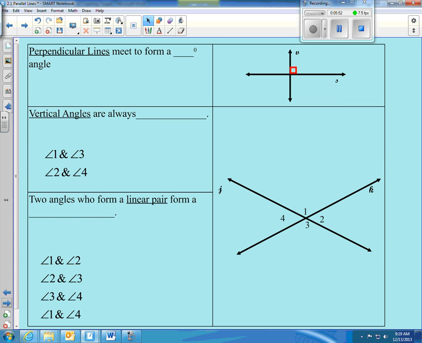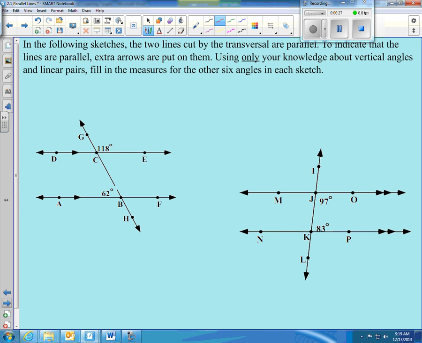Next page, perpendicular lines. This is just a little review. Perpendicular lines meet to form a 90-degree angle. Vertical angles are always congruent. And then two angles that form a linear pair form a straight line. All right, lots of stuff going on here, guys. Make sure you're getting this all down because it's all going to tie back together when we get to that second page. So let's just look at these two sketches.